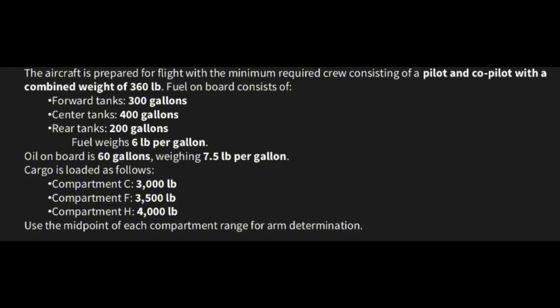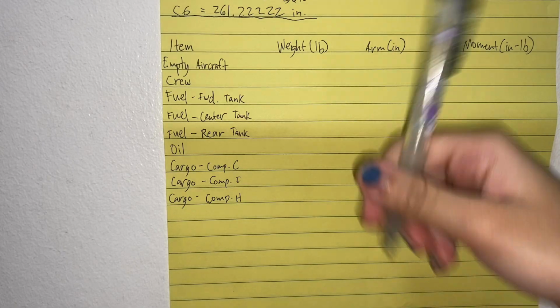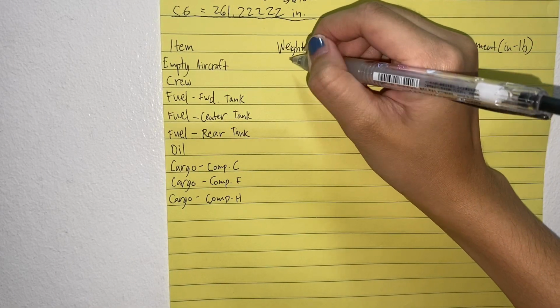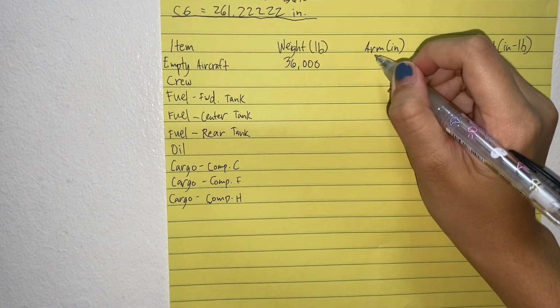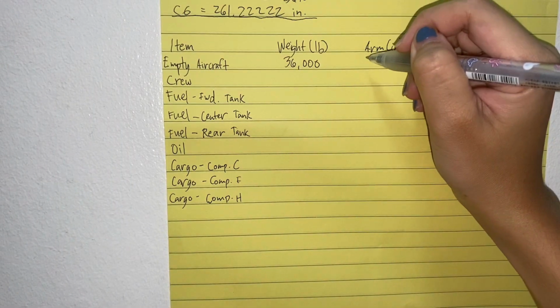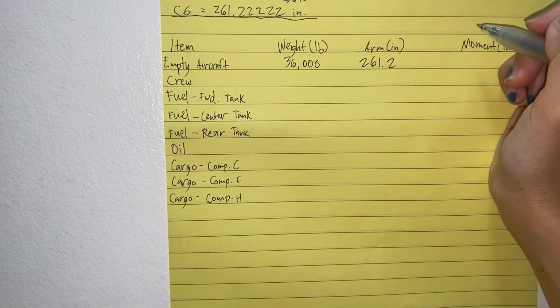These are the weights that we will be using for the table, such as 360 pounds for the pilot and the co-pilot. Since our fuel is in gallons, we will multiply it by 6 so we can convert it into pounds. We will also convert oil into pounds by multiplying it by 7.5. The weight of the empty aircraft is the nose wheel plus the main gears combined. As I mentioned earlier, the arm of the empty aircraft is the empty weight CG we calculated. The arms of the crew, fuel, oil, and cargo will be found in the TCDS.